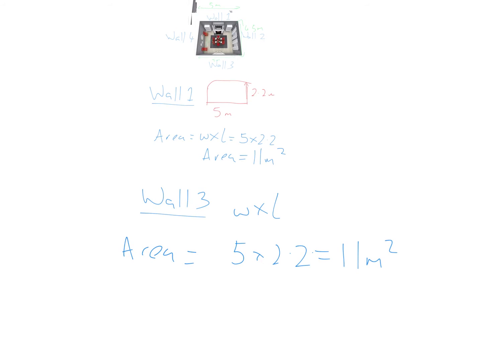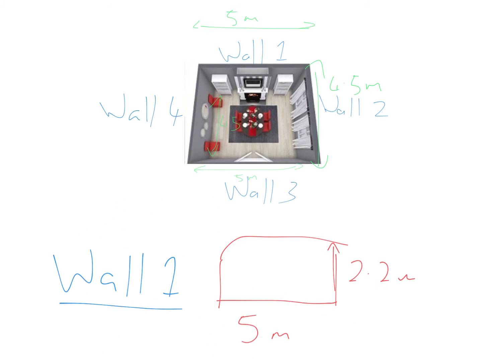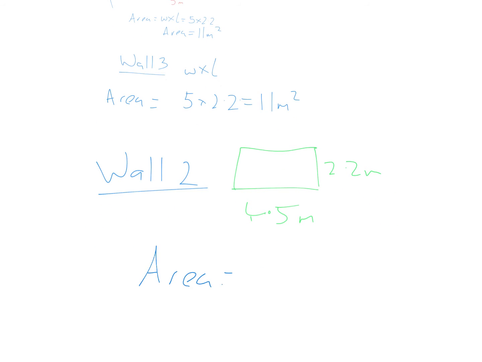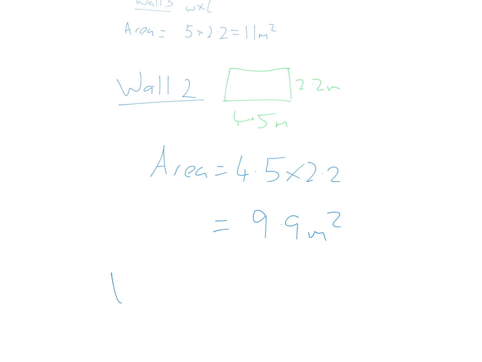5 by 2.2. And for wall 2, since we've already done wall 3, we know it's going to be 4.5 meters wide and 2.2 meters tall. If you want to draw a little diagram to help yourself, that's cool. So 4.5 meters by 2.2 meters tall. To get the area, it's 4.5 times 2.2, which gives us 9.9 meters squared as our area. And then wall 4 is going to be exactly the same.